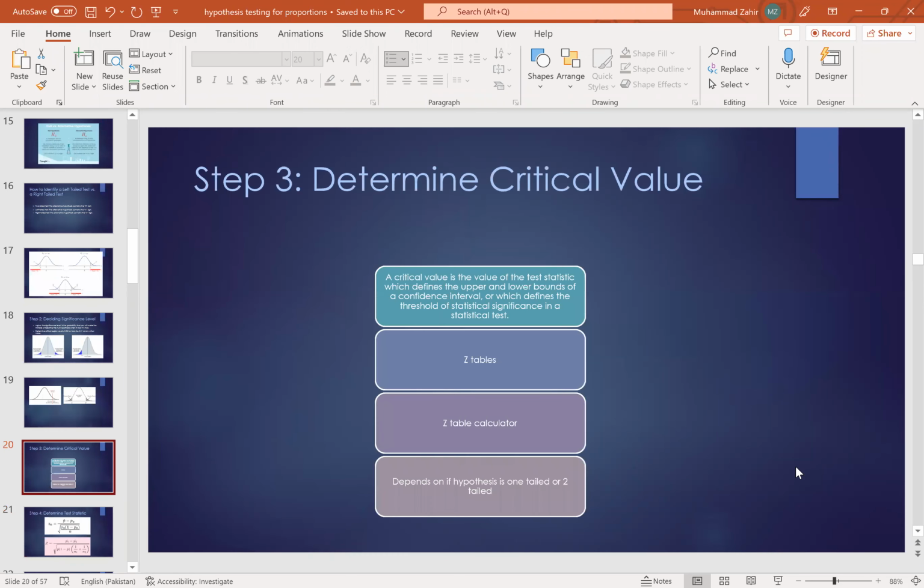Determine critical value. A critical value is the value of the test statistic which defines the upper and lower bounds of a confidence interval, or which defines the threshold of statistical significance in a statistical test. We can determine the critical value with a z-table calculator, and it depends upon whether the hypothesis is one-tailed or two-tailed.